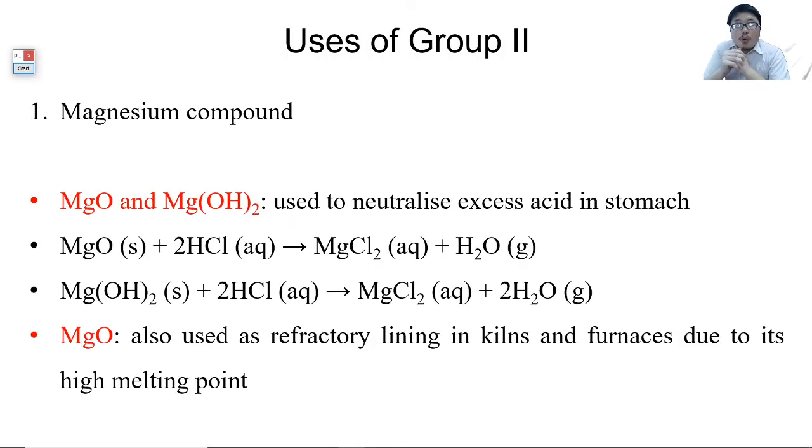Last but not least, we come to the uses of group 2. So we are done with the reactions of group 2 compounds already. Is that all the reactions you need to know? The answer is yes. Now, for the uses of group 2, there are two types. The main one is magnesium oxide or magnesium hydroxide, used to neutralize excess acid in the stomach, for example in medicine for gastric when there is too much acid. Or magnesium oxide is used as refractory linings in kilns and furnaces, because it is one of the main components of ceramics.